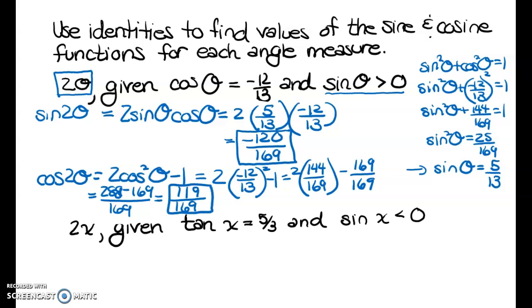I know that theta, because cosine of theta is negative and sine of theta is positive, is in Q2. But which quadrant is 2 theta in? I know the question doesn't ask this, but sine is negative and cosine is positive. So that gives us a quadrant of Q4 for 2 theta.